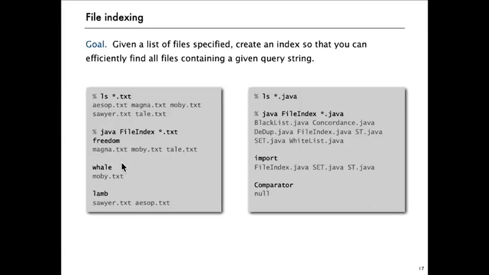all 3 of them, but not in Tom Sawyer and not in Aesop's Fables. The word whale appears only in Moby Dick. The word lamb appears both in Tom Sawyer and Aesop's Fables, and so forth. So we're looking for a piece of information somewhere on a computer, and it'll give us the names of the files that contain that information.